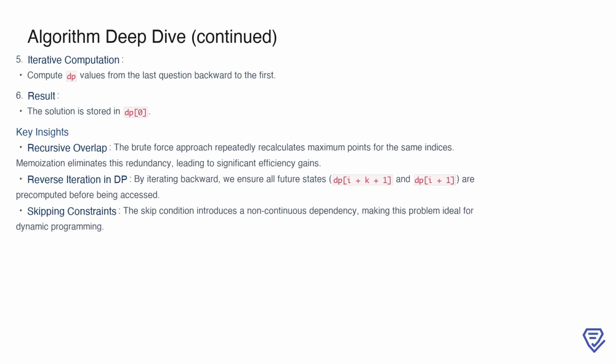Second, iterating backward through the questions ensures that all dependencies are resolved in the correct order. Finally, the skip constraint introduces a non-continuous dependency in the problem, which is effectively handled by dynamic programming. Together, these techniques transform an exponential time solution into a much more efficient linear time solution.